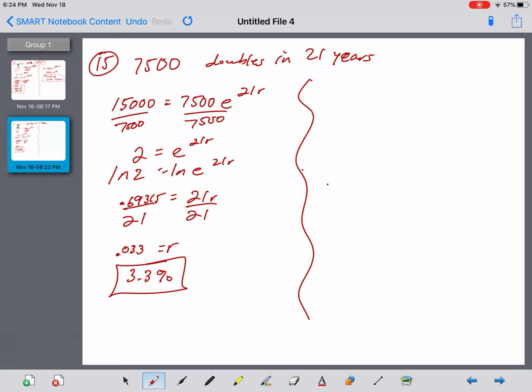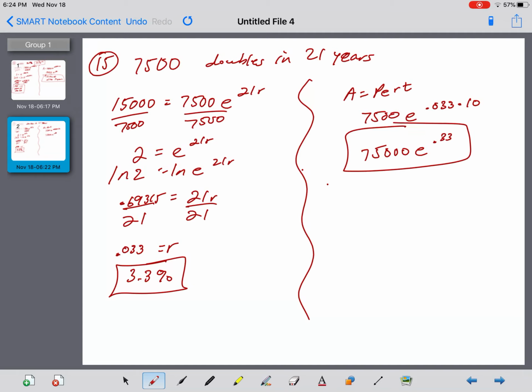The other thing that 15 was missing is how much money in 10 years. So we're just going to do the A equals P E to the RT formula. So $7,500 E, and now we know 0.033 times 10 years. So you can just type into your calculator 7,500 times E to the 0.33 power. Out comes $10,432.26. So again, we didn't have to use logarithms to get the 10 years, but we did have to use logarithms to get the rate.